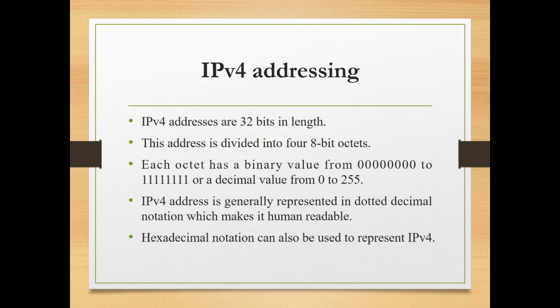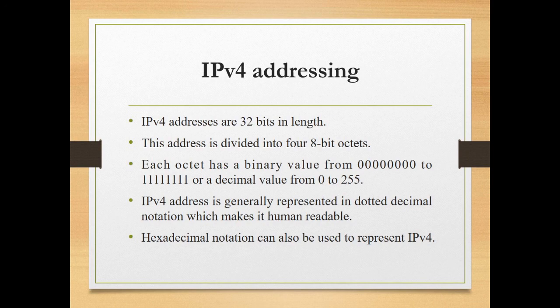IPv4 addressing. IPv4 addresses are 32 bits in length and are divided into 4 octets. Each octet has a binary value from 00000000 to 11111111, or a decimal value from 0 to 255.